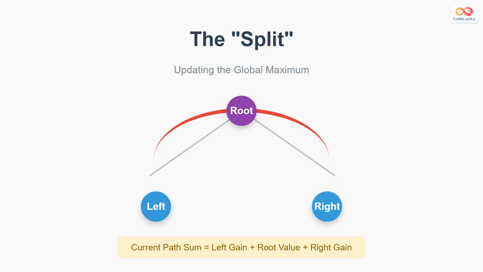Here is the critical logic. At any given node, a path could curve, connecting the left child, the node itself, and the right child. We calculate this potential split sum and compare it against our global maximum record, updating it if this new curve is the best we've seen so far.